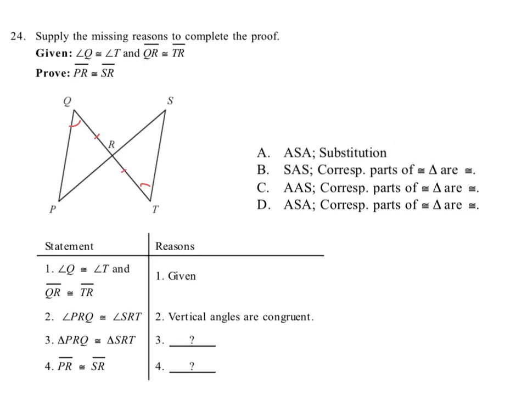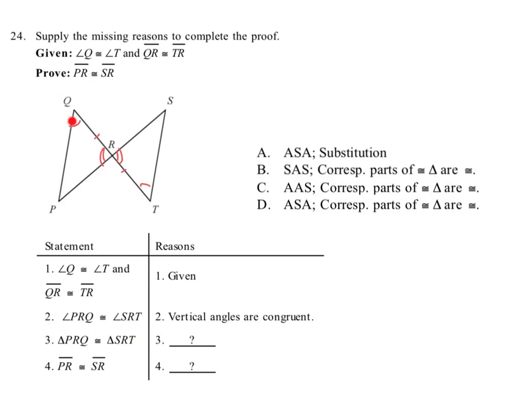Okay. Now, for step 2, they say vertical angles are congruent. PRQ is congruent to SRT through vertical angles. Now, step 3, they say, therefore, we can state that these two triangles are congruent.